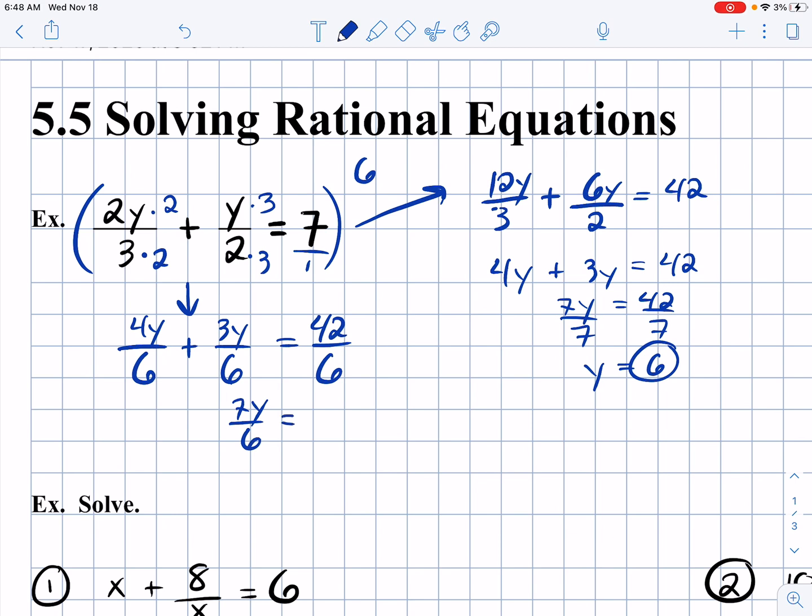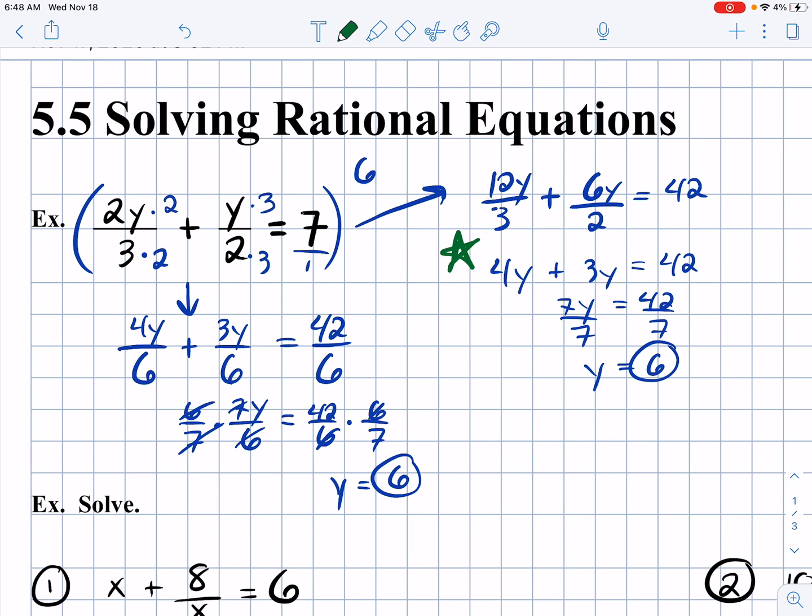If you want to just write that as, you can just keep that as 7y over 6 if you want, or you can just leave it as 42 over 6. And we can get rid of the 7 over 6 by multiplying by the reciprocal. And we have y by itself, and we have y equals 42 over 7, which is 6 as well. So two identical methods here. I'm mostly going to use the first method because that's how I've taught you this year.